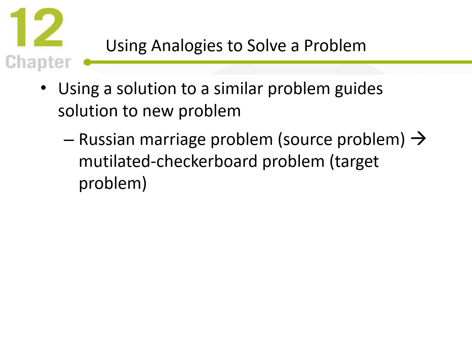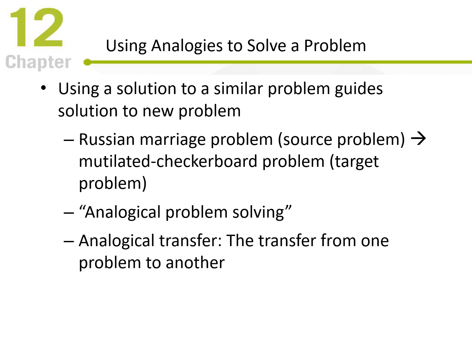Now, people who get the Russian marriage problem first tend to solve the mutilated checkerboard problem faster. This is again that idea of analogical problem solving. You're taking the solution or idea of how you solve the problem, the logic that you used, and you're transferring it from one problem to another. So we're going from the source problem to the target problem. This logic used in the Russian marriage problem can help us solve the checkerboard problem faster.